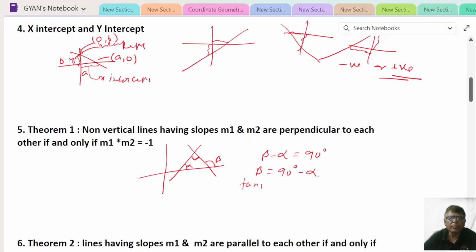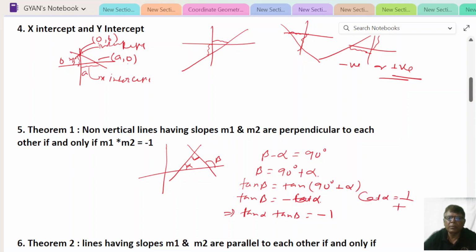Then tan beta is equal to tan (90 degree plus alpha). So tan beta is equal to minus cot alpha. So that is equal to tan alpha into tan beta is equal to -1, because cot alpha is equal to 1 by tan alpha.